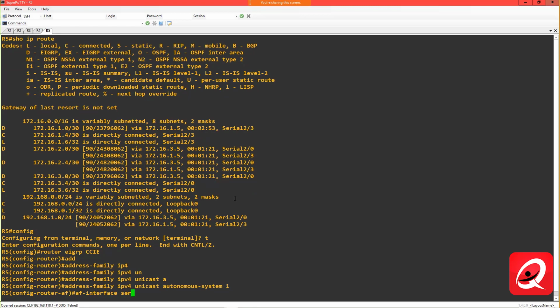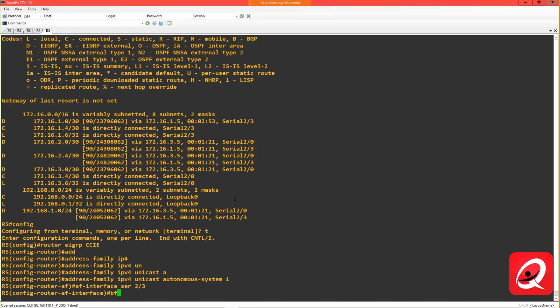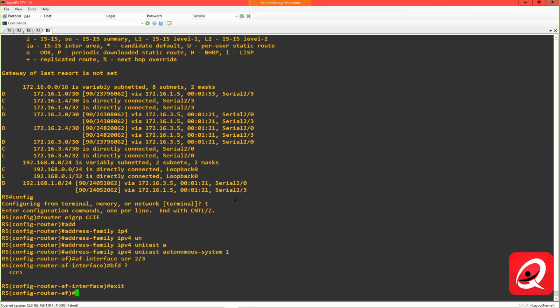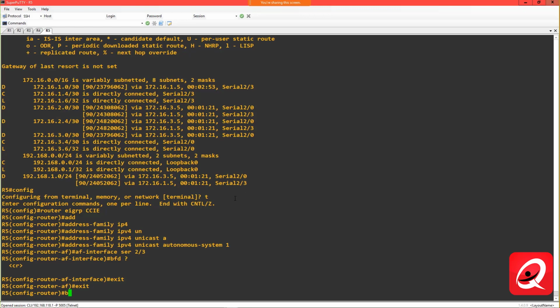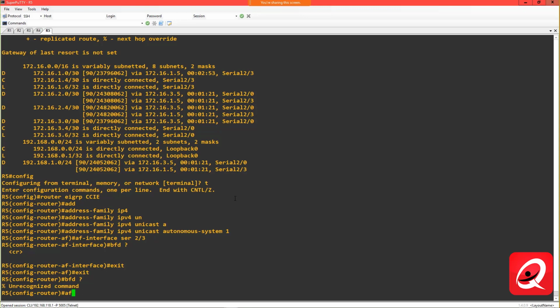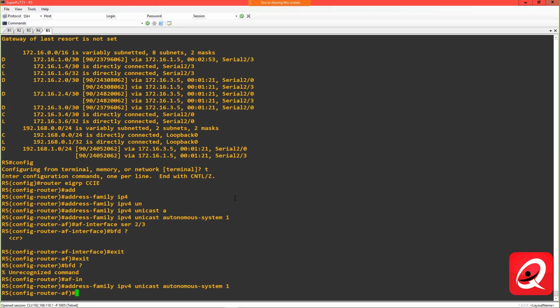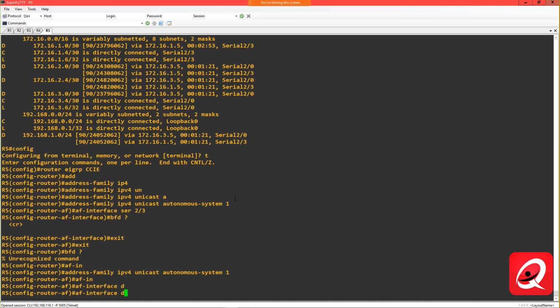So if I said serial 2/3, you can see that BFD is a configuration option that we have for the particular interface. All right, but because we have the default, we actually have the ability to set the BFD configuration on the AF default interface as opposed to the AF interface for a specific interface. Now, let me see if, yeah. So AF interface default, oops, I got to go back into the address family. AF interface default.